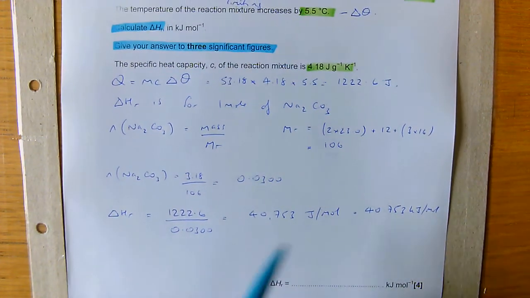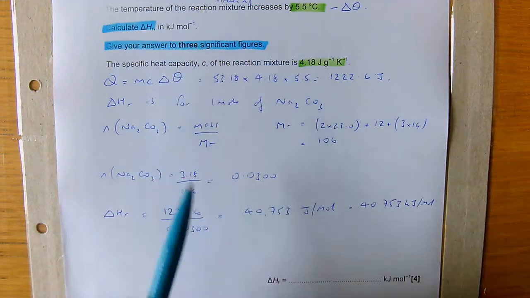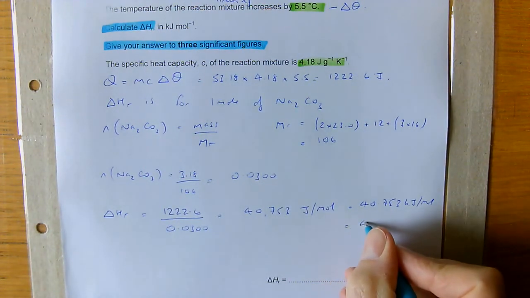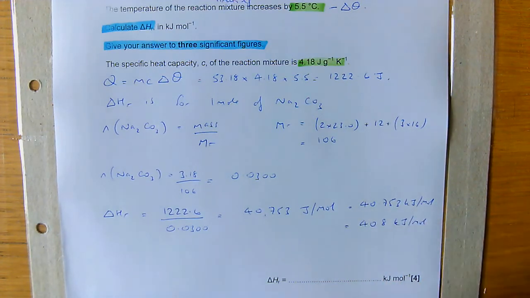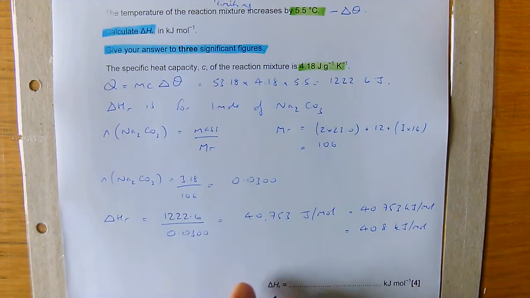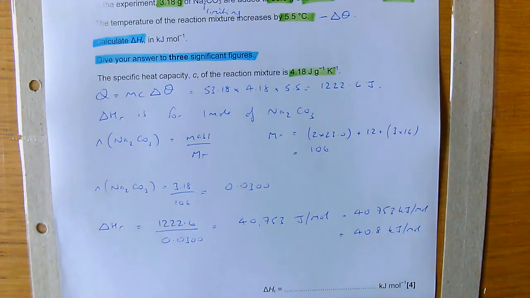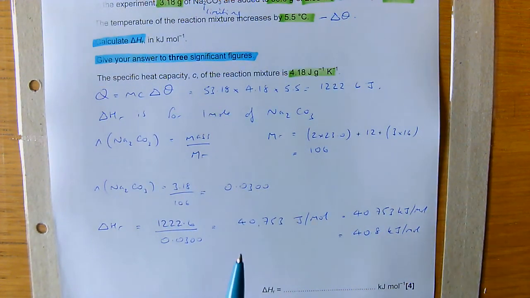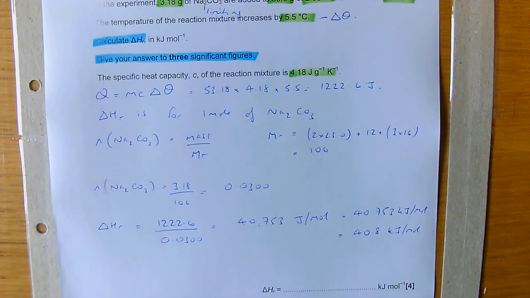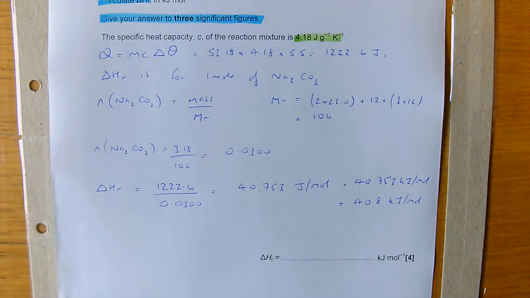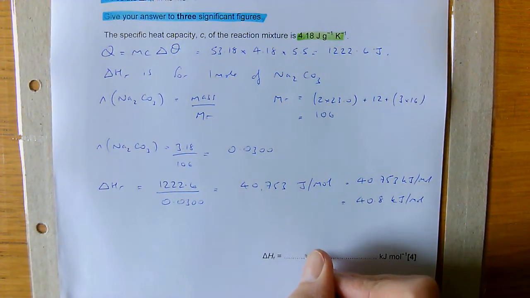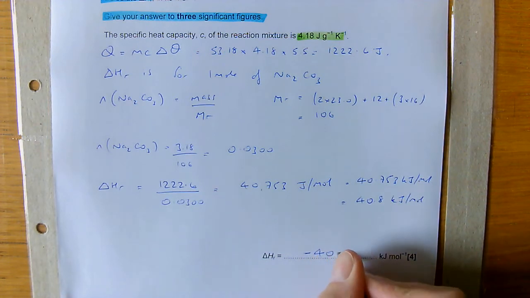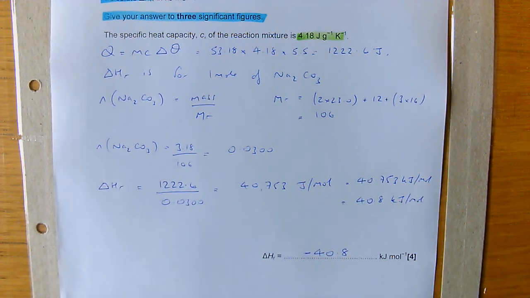A couple of things to do before we come up with our final answer. Firstly, let's remember it wants it to 3 significant figures, so that is equal to 40.8 kilojoules per mole to 3 significant figures. And then the last thing, which is really easy to forget, is to remember that our temperature increased. Therefore, this is an exothermic reaction, and exothermic reactions have negative enthalpies, so our final answer is going to be minus 40.8 kilojoules per mole.